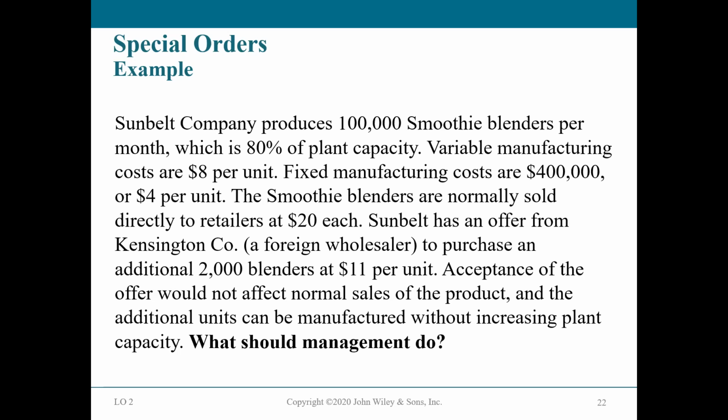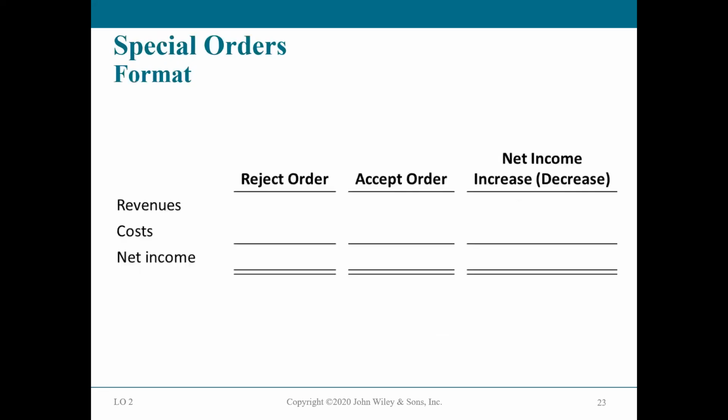So first you might say, oh, 11 compared to 20, maybe I shouldn't do it, but let's go through the process. If I were to reject the order, I get no more revenue. If I accept the order, I get 2,000 times the $11 in my pocket, 22,000.